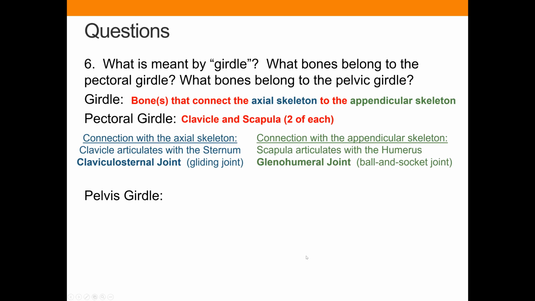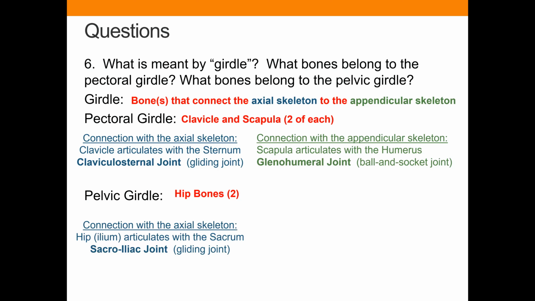The pectoral girdle's connection with the appendicular skeleton is where the scapula articulates with the humerus. So it's the glenoid cavity of the scapula forming a joint with the head of the humerus. This is called the glenohumeral joint, and this is a type of ball and socket joint. The bone that makes up the pelvic girdle is the hip bone. You have 2 of these, 1 on each side. These can also be referred to as coxal bones, C-O-X-A-L, or also os coxae.